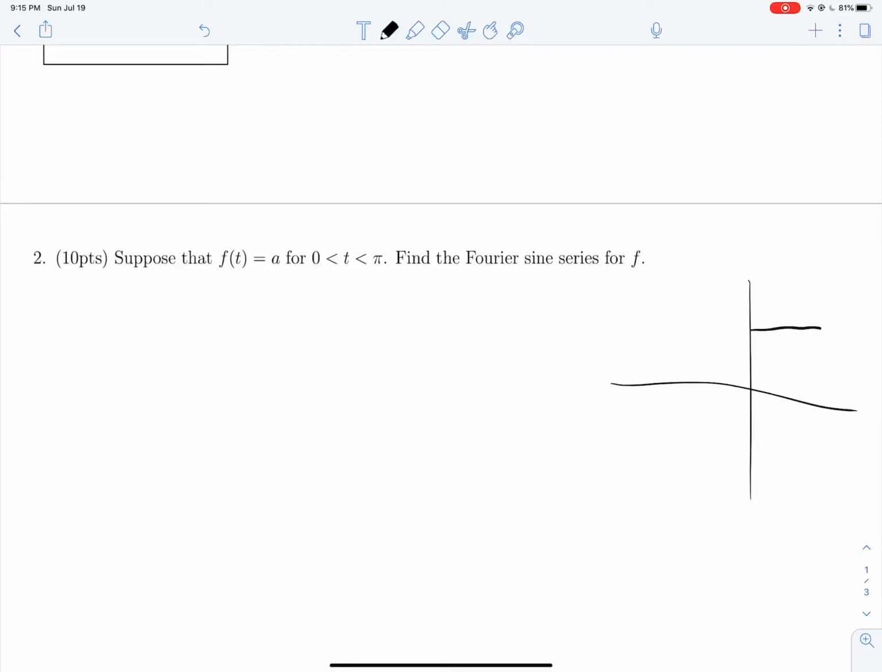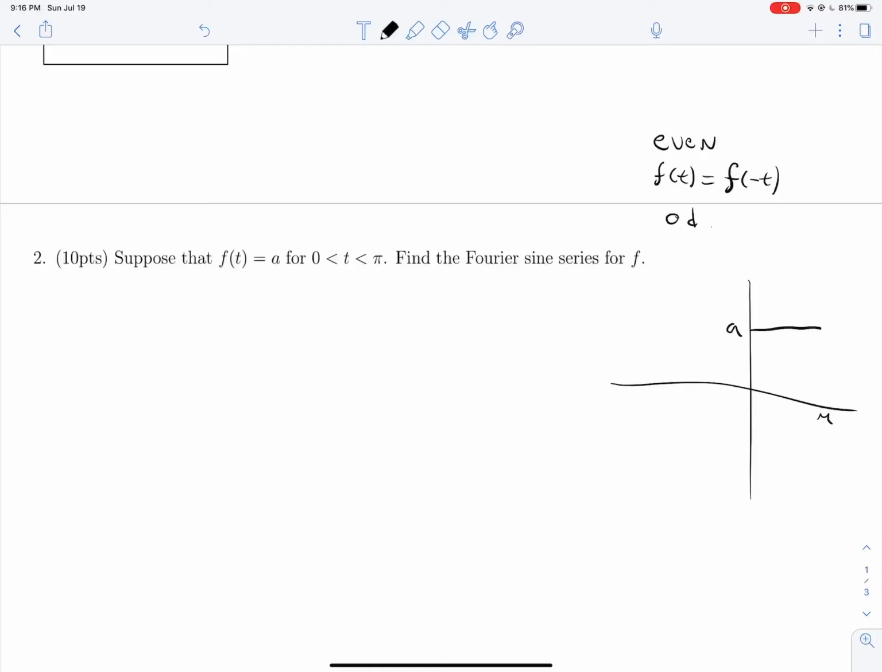So let's just call this a. We'll call that x value pi. And we're looking for a sine series. So I said that an even function is one such that f of t is equal to f of negative t. Well, it's not an even.